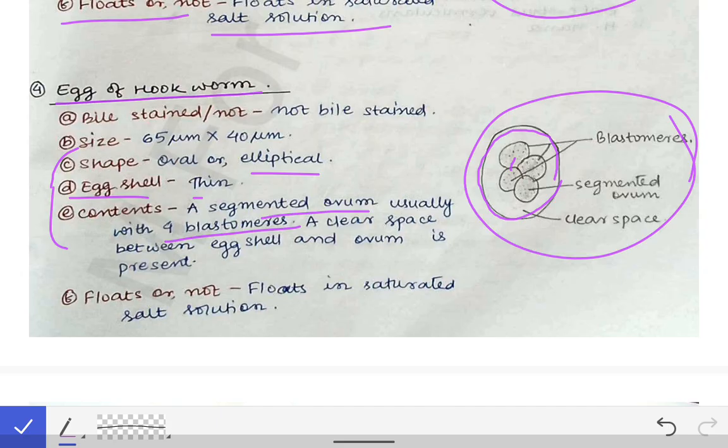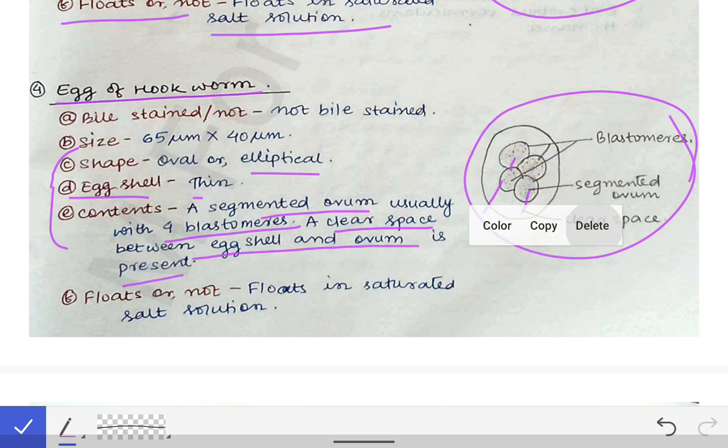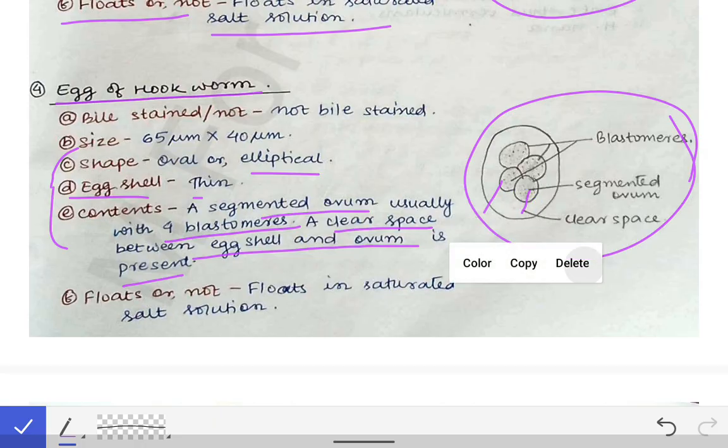The content is a segmented ovum with four blastomeres. So count here: 1, 2, 3, and 4. So there are four blastomeres, and there is a clear space between the egg cell and the ovum. This is quite obvious from the diagram itself, so that's why I am asking you to practice the diagrams at home. This is the clear space around the blastomeres, in between the egg cell and the blastomeres.